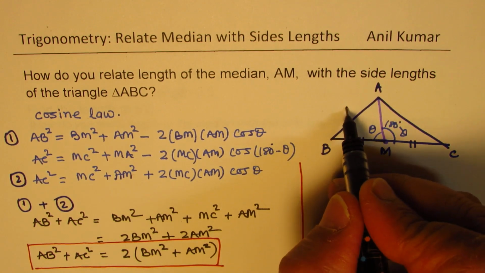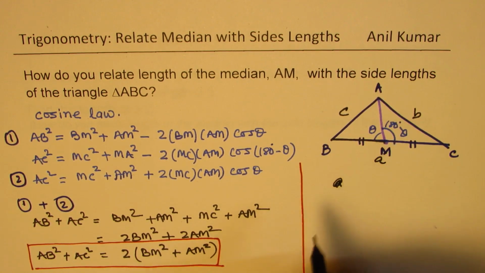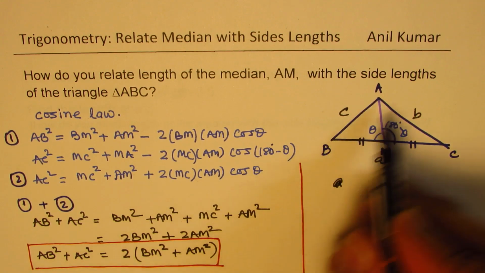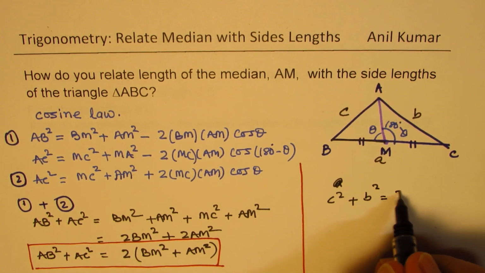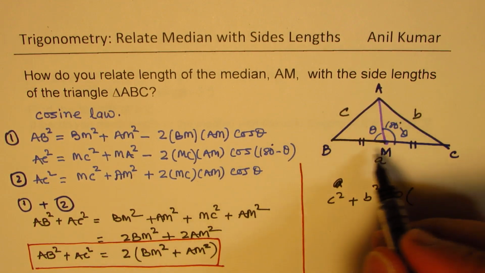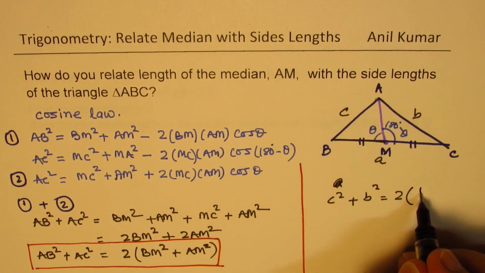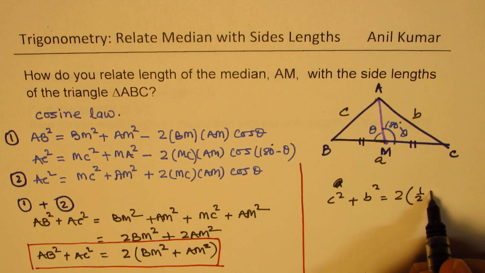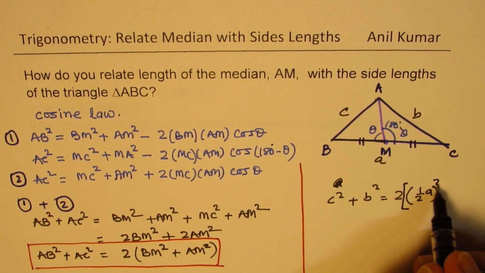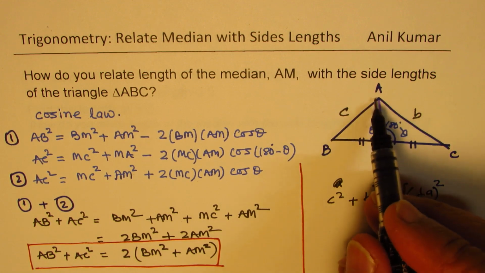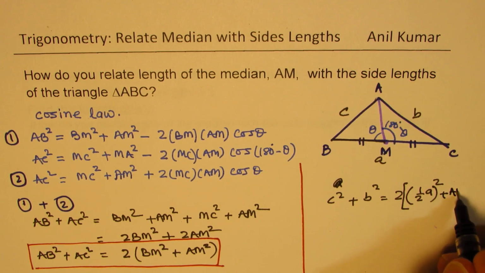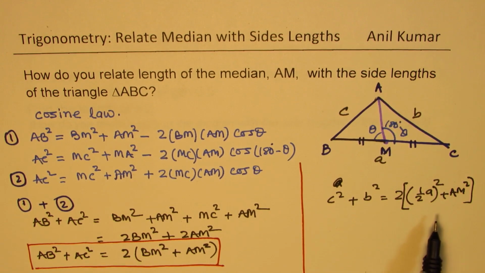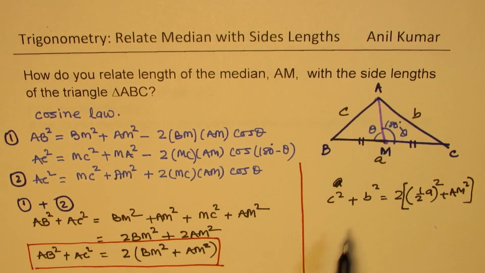AB is, this side we normally say C, this is A, right? So we can always write AB squared as C squared plus AC squared is B squared plus 2 times BM squared. BM is half of A, so let me write it like this: half of A, whole square, plus AM squared. A to M is the median, right? So plus AM square.